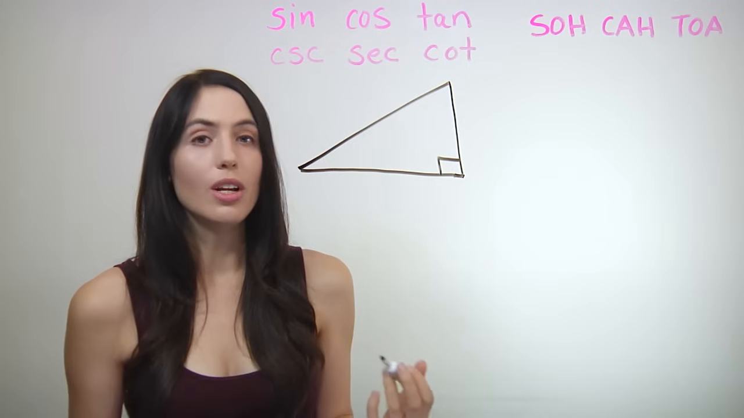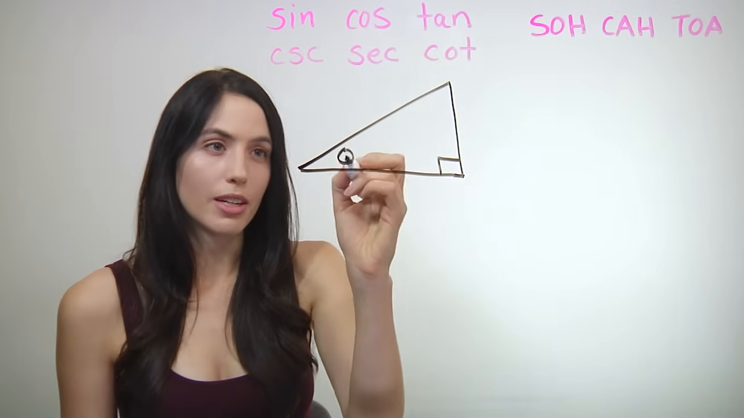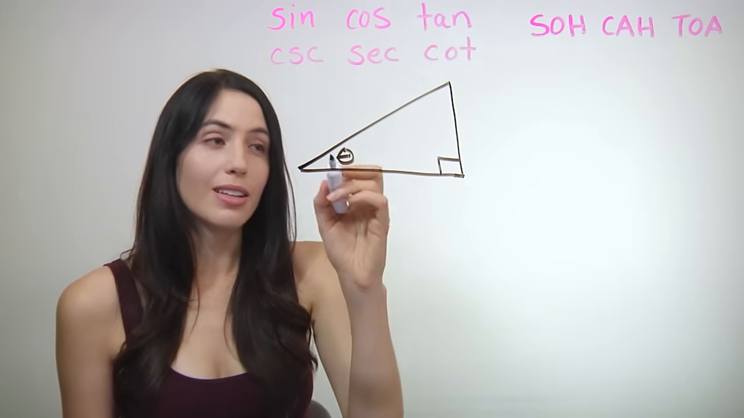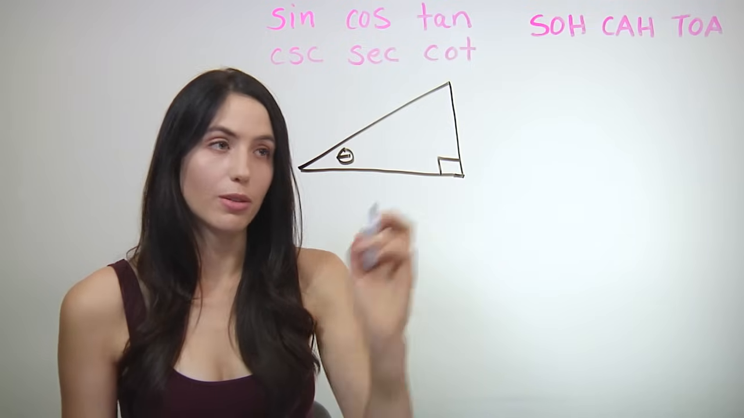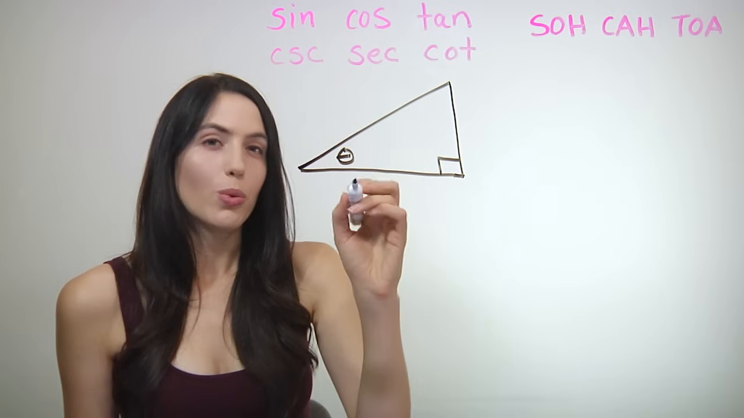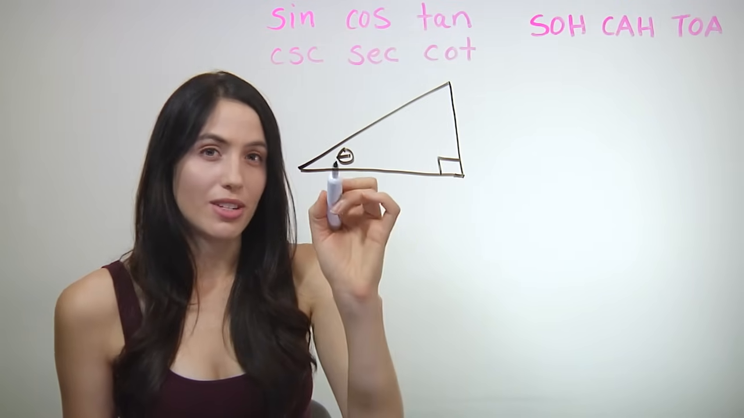And you will also know where theta is. It will be labeled on your triangle. Theta is just an angle. It's an angle that is not your right angle. What's important to know is what each of the sides of the triangle are in relation to theta.